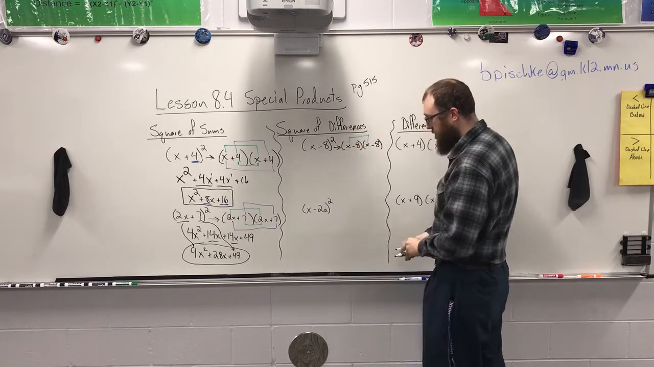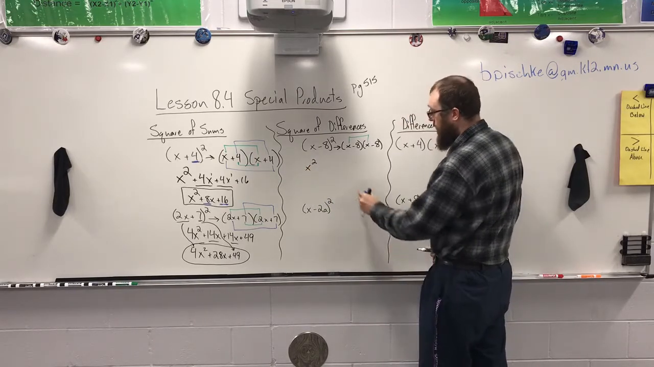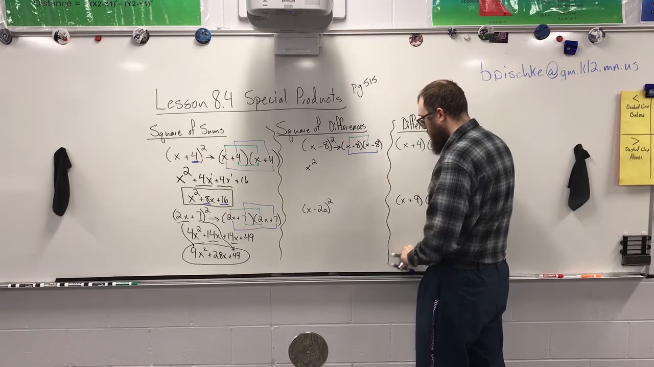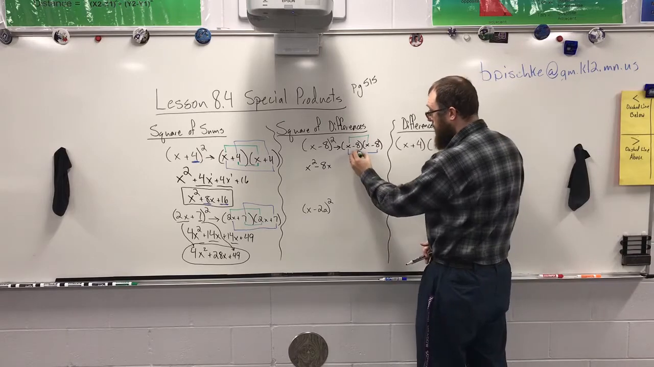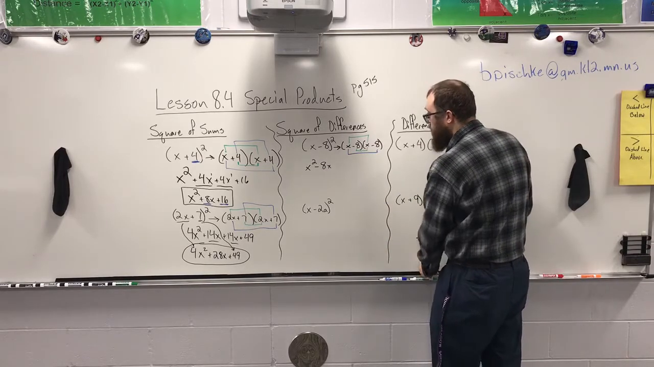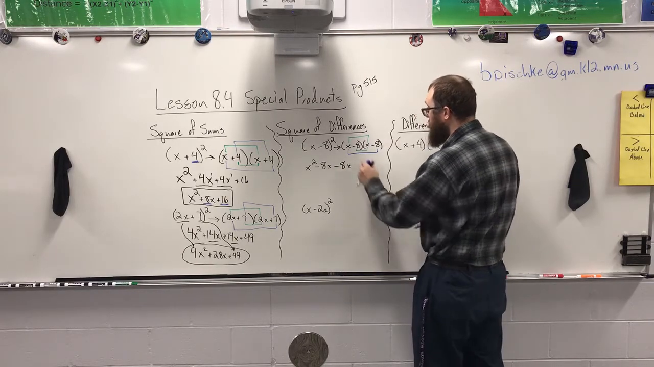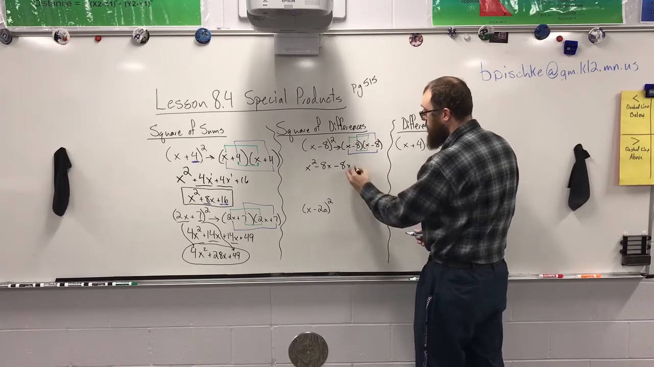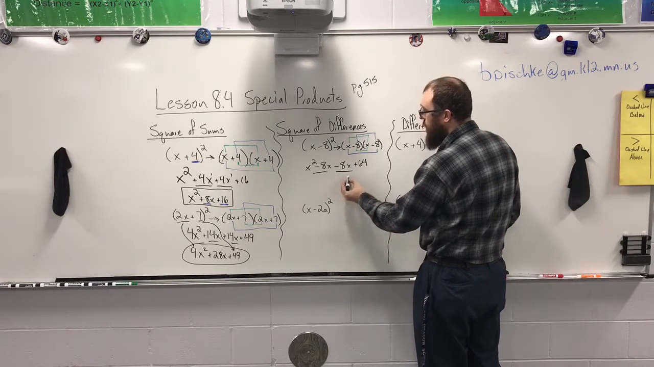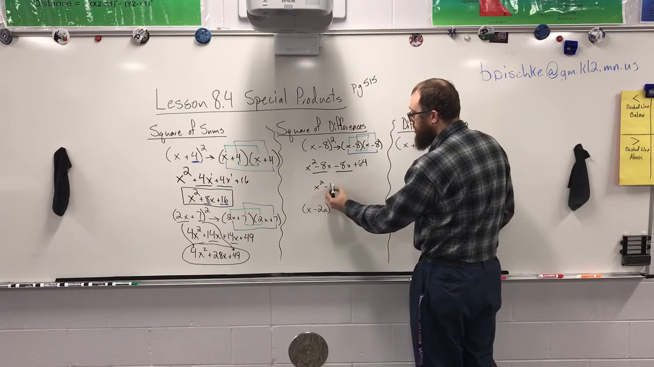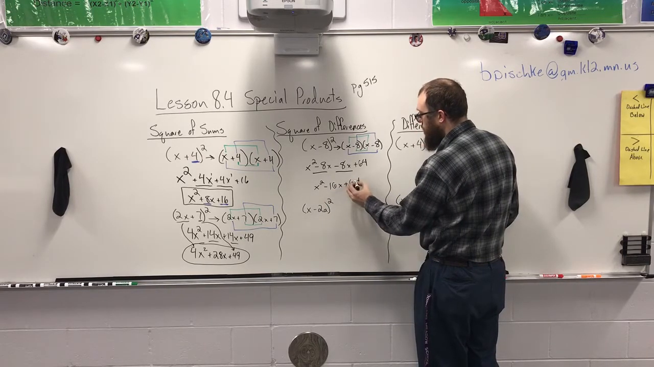First, x times x is x squared. Outside, x times negative 8 is negative 8x. Inside, negative 8 times x is negative 8x. And my last is negative 8 times negative 8, which is 64. When we put these middle two terms together, we end up with x squared minus 16x plus 64.